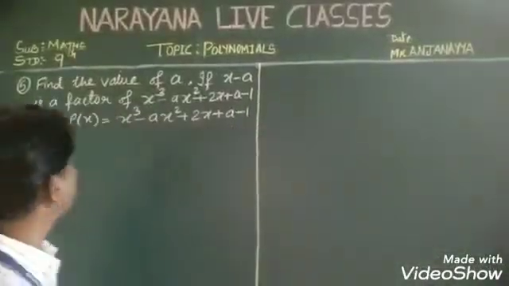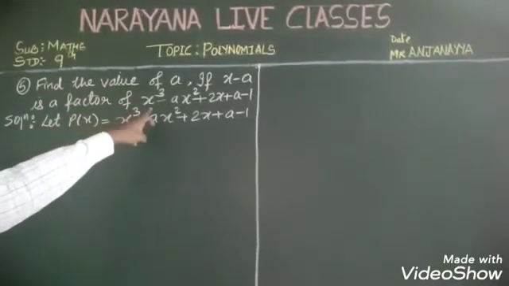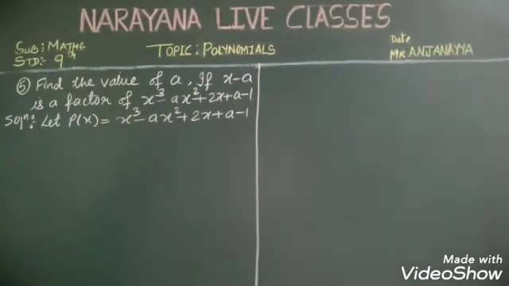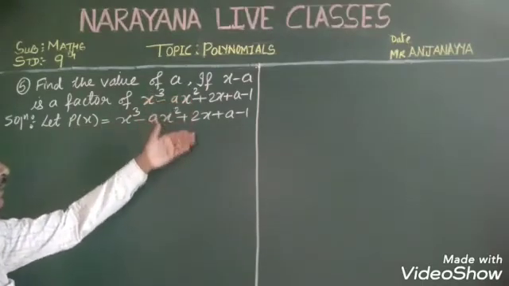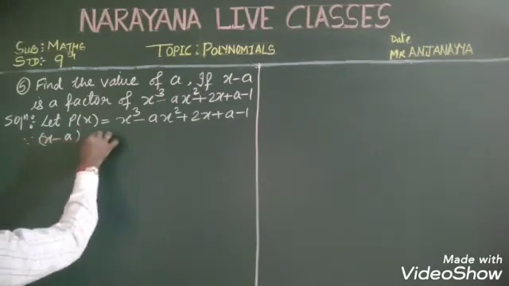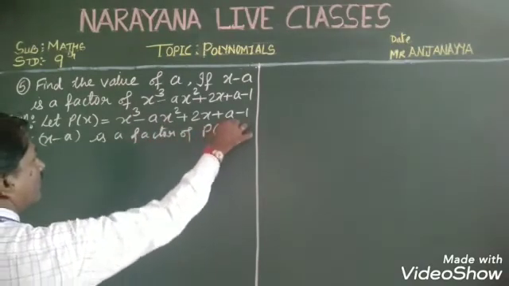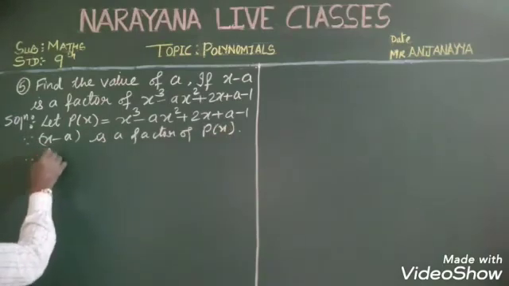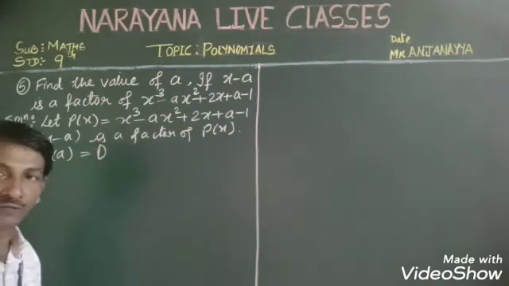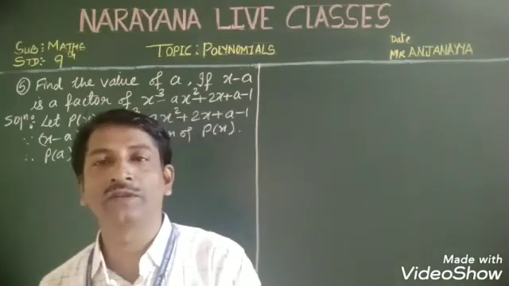Now in the last question they had given: find the value of a if x minus 1 is a factor of x cube minus ax square plus 2x plus a minus 1. So I have taken p of x equal to the given polynomial. Since we know that x minus 1 is a factor of p of x, therefore I can say p of 1 is equal to 0. That is my factor theorem. When can I say it is a factor? When the given polynomial value is 0.